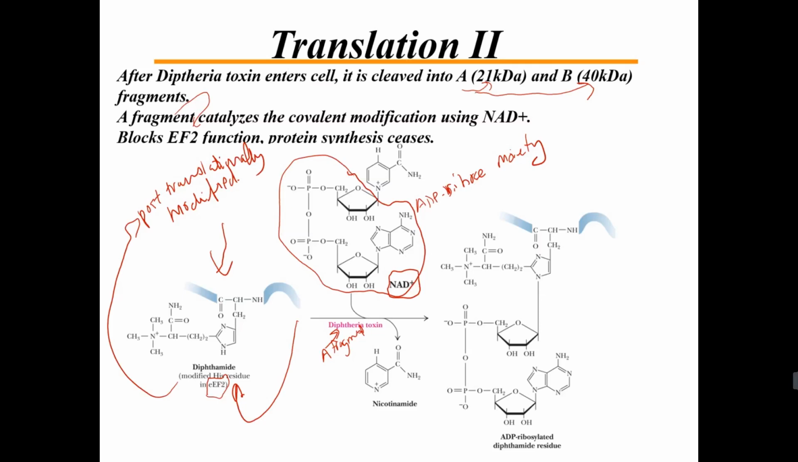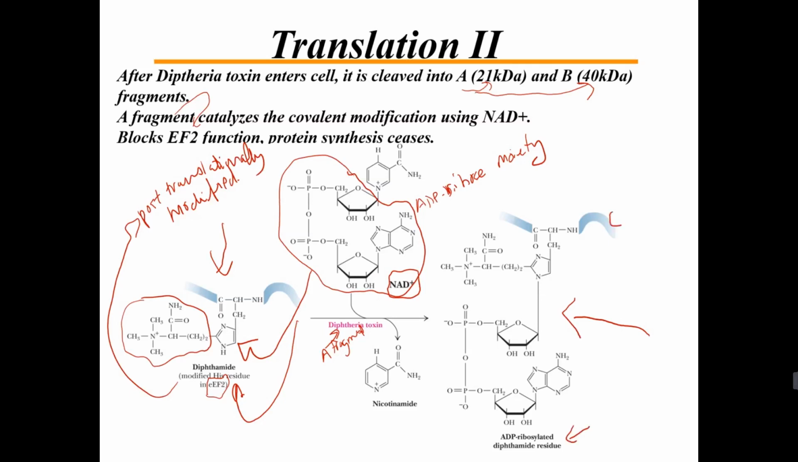Okay, so it gets all this extra modification added to it, and this residue again is found in EF2, which is the elongation factor that will be responsible for translocation in eukaryotic protein synthesis. Okay, so this ADP ribosylation process, so just basically adding this onto that modified histidine residue, leads to the formation of this structure here, which is an ADP ribosylated diphthamide residue in EF2.